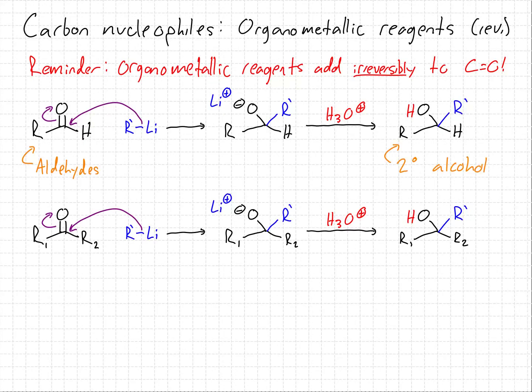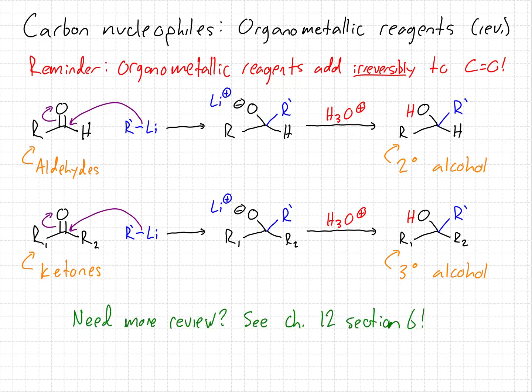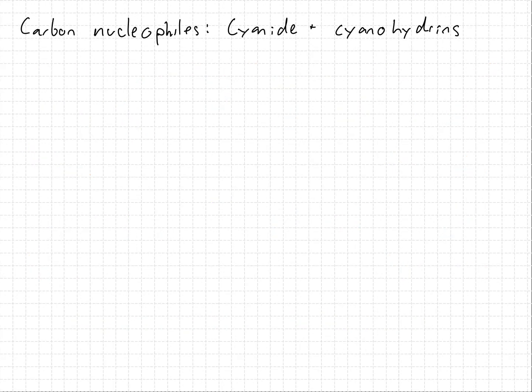So if you need a little bit more review about how these work or how we make the organometallic reagents, the place to go is Chapter 12, Section 6. There are, however, other carbon nucleophiles that we need to talk about, so now we'll discuss cyanide and the product it makes with a carbonyl group, a cyanohydrin.